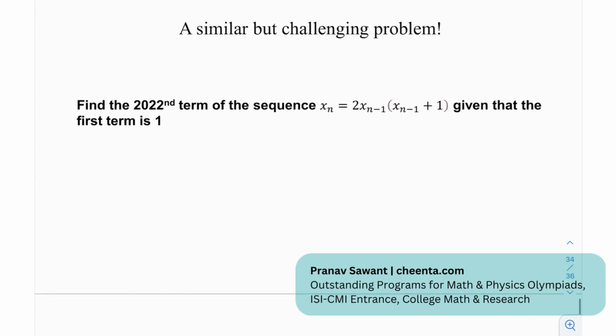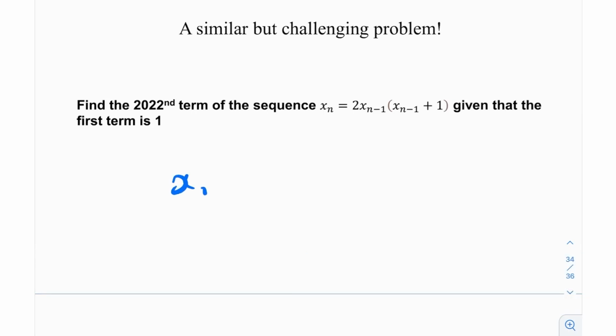Okay, so at the end we have a similar but challenging problem, and I want you to find the 22nd term of the sequence, which is defined by this recursion, given that the first term is 1. So x1 is 1, and I want you to find x22.